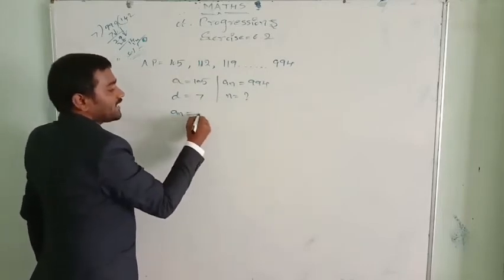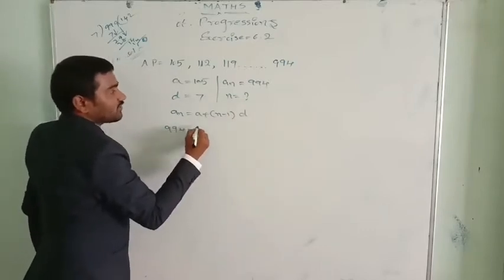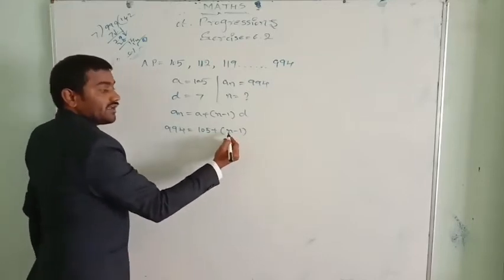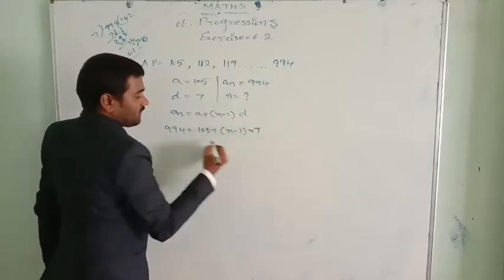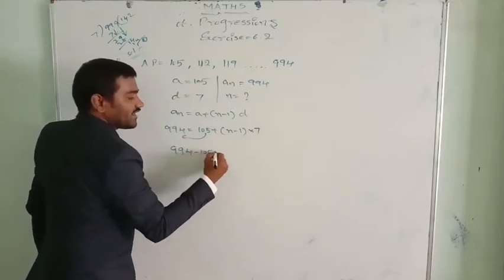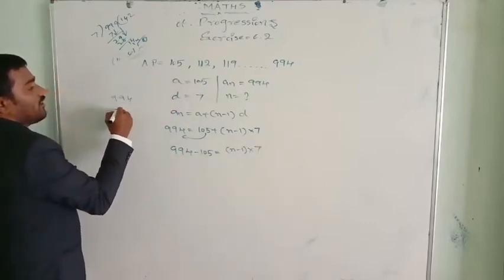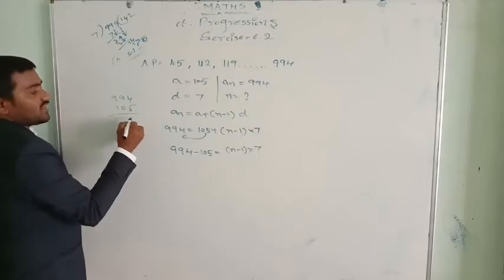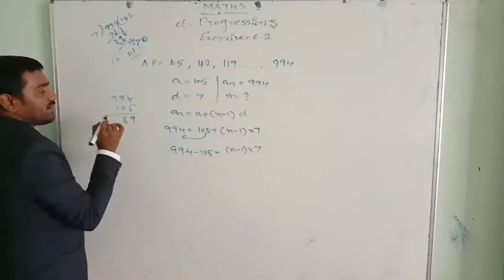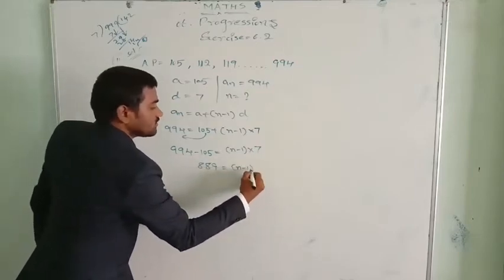By using the formula an equals a plus n minus 1 into d. An equals 994, that equals a value 105 plus n minus 1 into d, which is 7. This 105 you transfer this side. 994 minus 105 equals n minus 1 into 7. Simple: 14 minus 5 is 9, 8 minus 0 is 8, and 9 minus 1 is 8. 889 equals n minus 1 into 7.